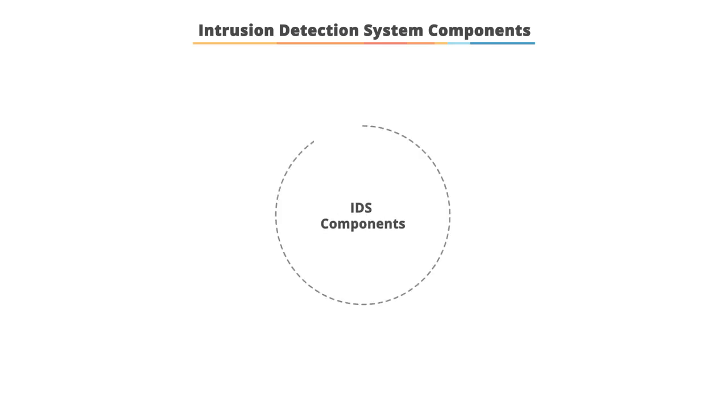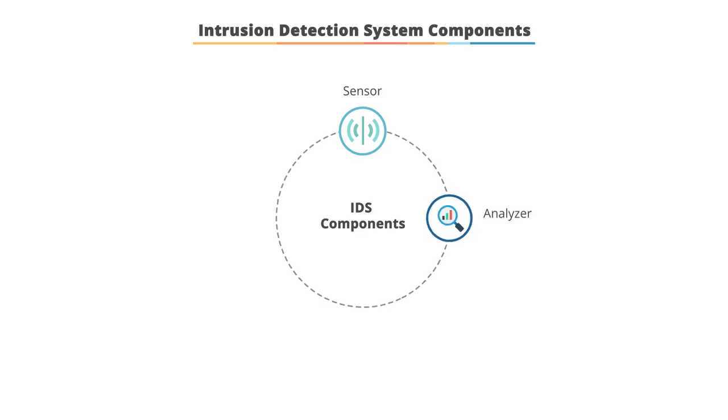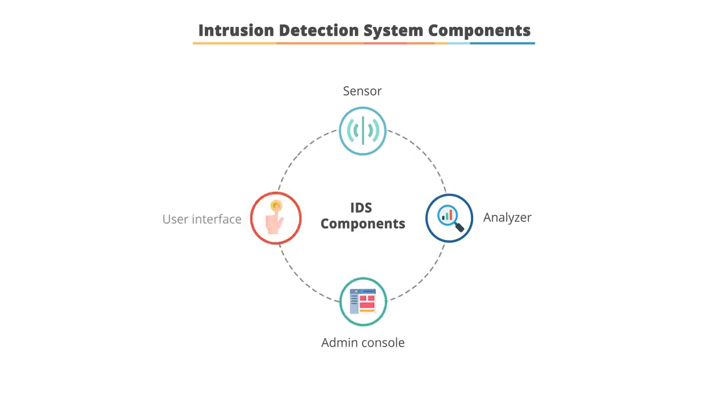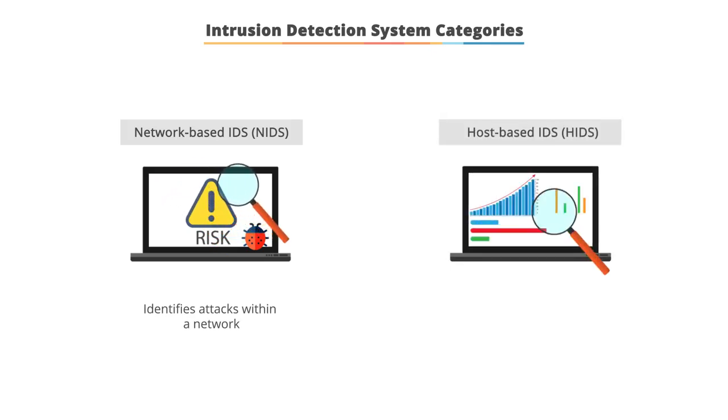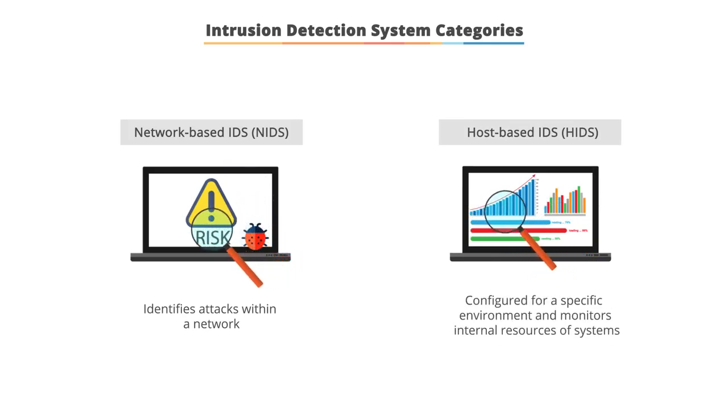The components of an IDS: you have the sensor, which collects data, which can be network packets, log files, and system call traces. You have the analyzer, which receives input from sensors and determines intrusive activity. You have the admin console, and finally the user interface. IDS categories: you can have a network-based IDS, otherwise known as a NIDS, which identifies attacks within a network. You can have a host-based IDS or HIDS, configured for a specific environment and monitoring internal resources of systems.